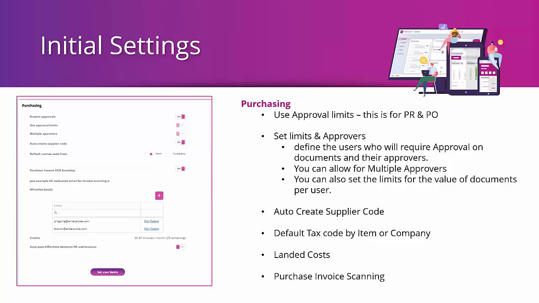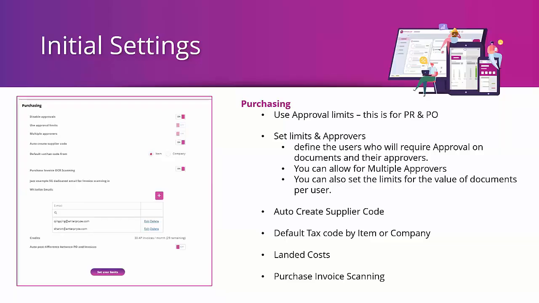I mentioned already about multiple approvers. So you can have multiple approvers. You can set the limits for the value of the documents per user. We've got some additional options there to auto-create the supplier code, and that's just a nice quick admin option to save you having to type in a code each time for a new master record, so for a new supplier record. Default tax code. So this is the default tax code on transactions. Will it be used by the items or will it be used by the company, i.e. the supplier? So you get to choose at this stage.